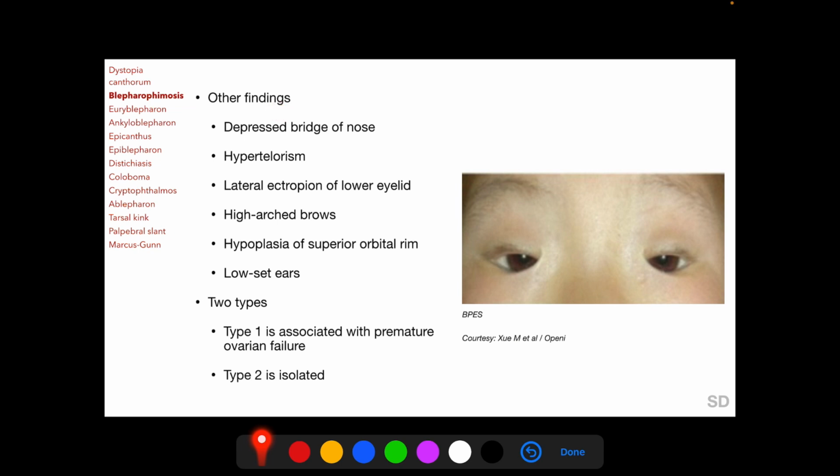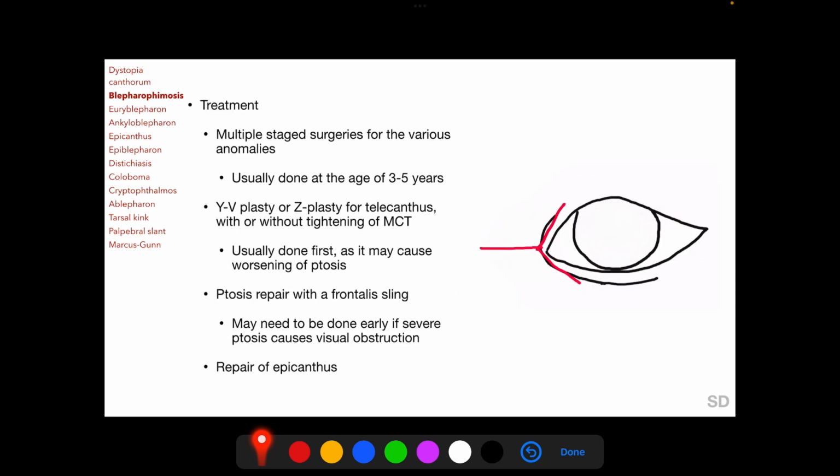Other findings of BPES are depressed bridge of nose, hypertelorism, lateral ectropion of the lower eyelid, high arched eyebrows, hypoplasia of the superior orbital rim, and low set ears. And there are two types of BPES, with type 1 being associated with premature ovarian failure, and type 2 is an isolated disorder in which only the eyes are involved. Correction of blepharophimosis requires multiple staged surgeries for the various component anomalies of BPES and is usually done at the age of 3 to 5 years.